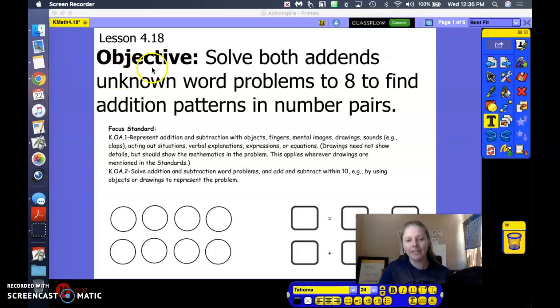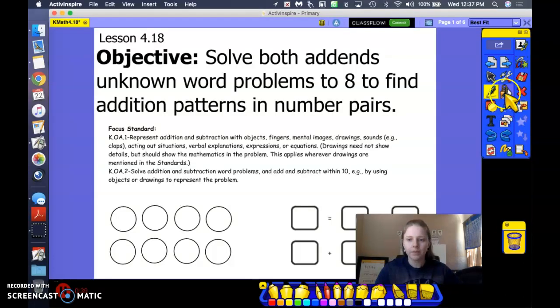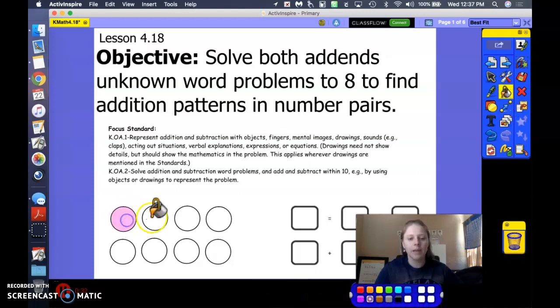Our objective is to solve both addends unknown word problems to 8 to find addition patterns in number pairs. So we are trying to look at the different numbers that would make up the number 8. So finding those patterns, if we color some pink, how many do we have left over that are white? And putting those two colors together, 4 pink and 4 white, make 8, and finding those number pairs.